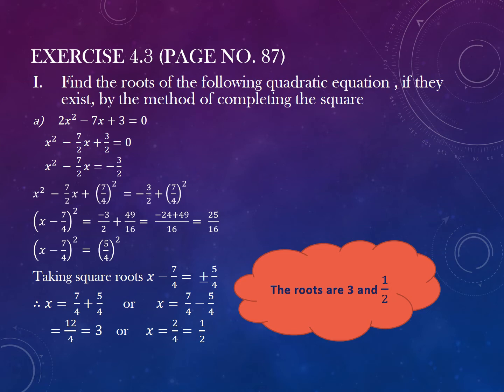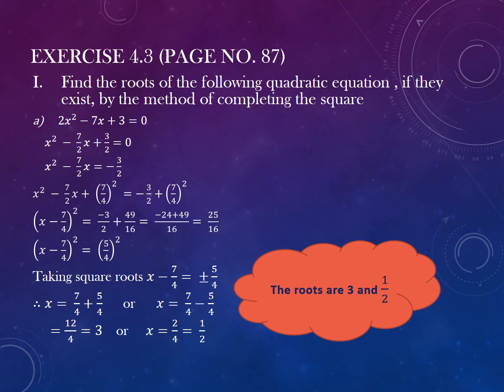So our equation now is in the form x minus 7 by 4 whole square is equal to 5 by 4 whole square. Taking square root on both sides, we can write x minus 7 by 4 is equal to plus or minus 5 by 4. Transposing 7 by 4, we can find the value of x.